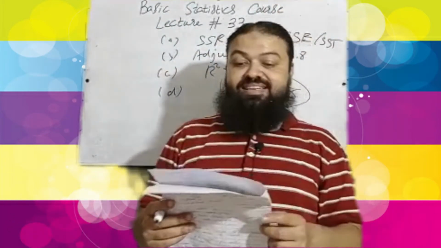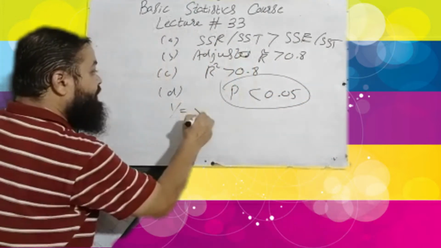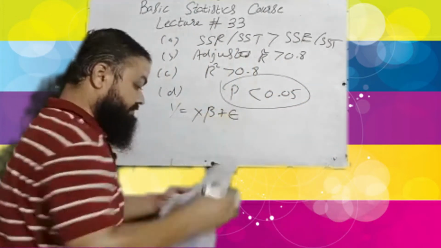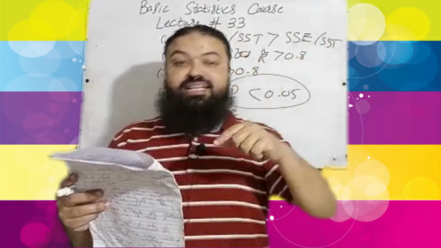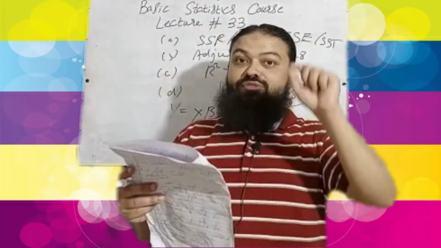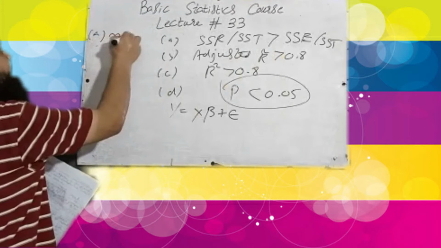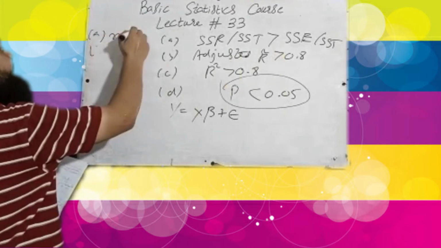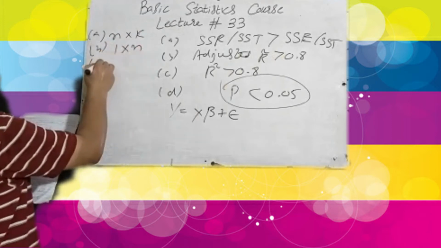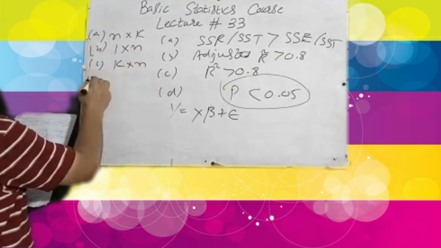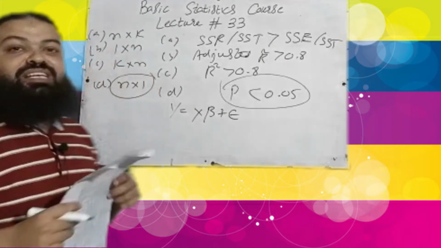Question number 8. In a multiple regression model, y is equal to x beta plus error term with n samples and k independent variables. The order of error term is A, n cross k, n by k, incorrect. B option is 1 by n, incorrect. C, k by n, incorrect. D option is n by 1. That is the correct option in the exam.